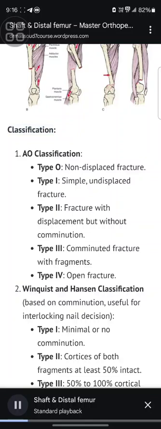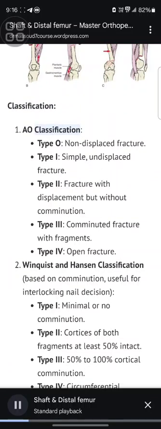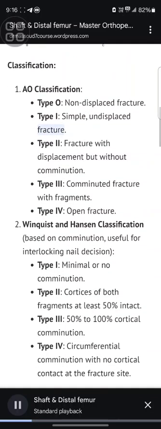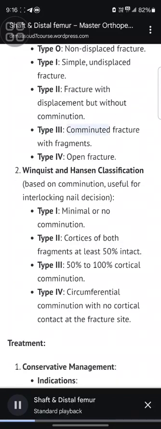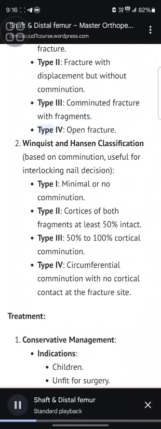Classification. 1. AO classification. Type 0, non-displaced fracture. Type 1, simple, undisplaced fracture. Type 2, fracture with displacement but without comminution. Type 3, comminuted fracture with fragments. Type 4, open fracture.